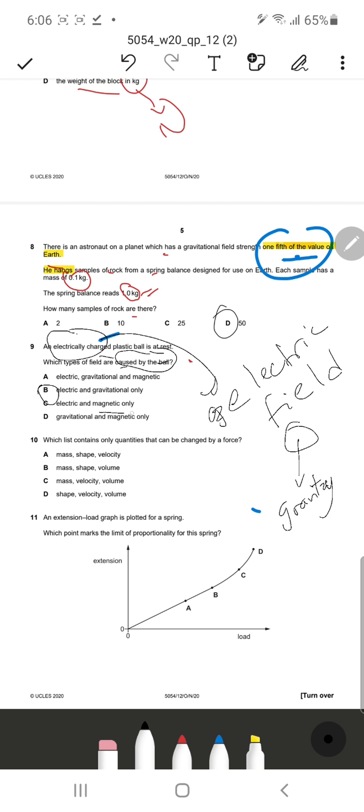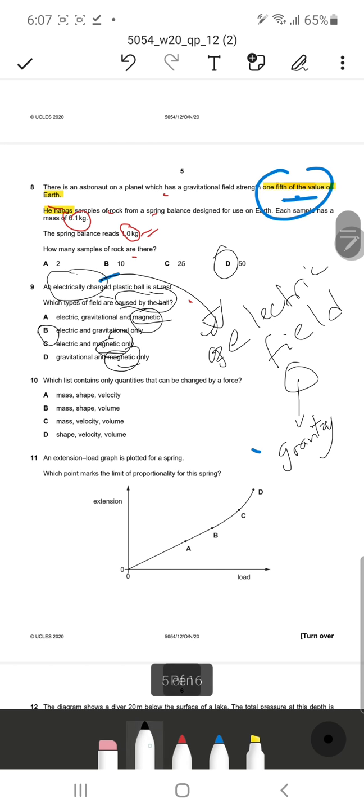Here there is no relation with a magnetic field, because the other options also say magnetic. It's just electrically charged. It's not showing any electromagnetic or just magnetic properties. It's just an electrically charged plastic ball. In static electricity we learned about these things. Okay, and the gravitational field is always there. Since there is no option with just the electric field or just the gravitational field, B is the correct response. Both are usually present.